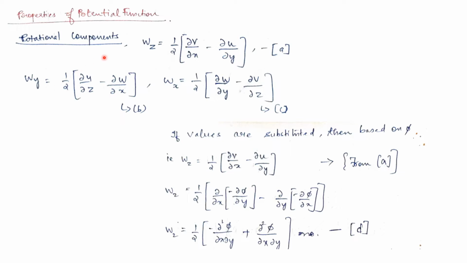Next, what are the properties of the potential function? We have described the rotational components, which are wz, wy, and wx, where wz is half of dou v by dou x minus dou u by dou y, wy is half of dou u by dou z minus dou w by dou x, and wx is equal to half of dou w by dou y minus dou v by dou z. This w, which I am representing as the rotational component, is written in capital letters, and the w shown over here is the velocity component in the z-axis.